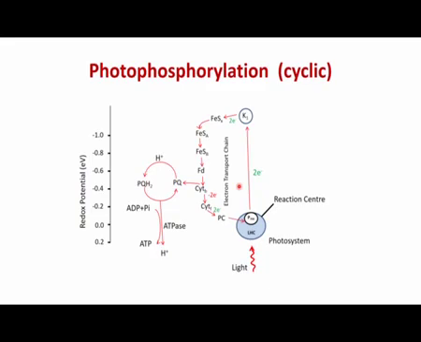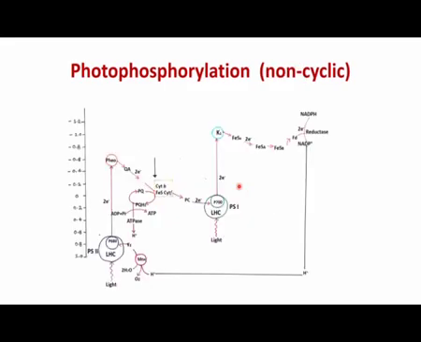Apart from the cyclic photophosphorylation, we also have the non-cyclic photophosphorylation, or acyclic photophosphorylation. Non-cyclic photophosphorylation is the regular mode of photophosphorylation, where both photosystem 1 and photosystem 2 work together in accordance with each other. Because both photosystems are involved, the non-cyclic system only operates when light of the shorter wavelengths as well as the longer wavelengths is available.